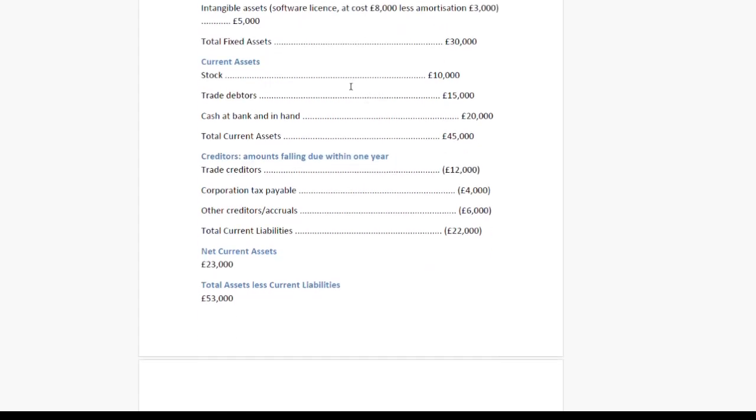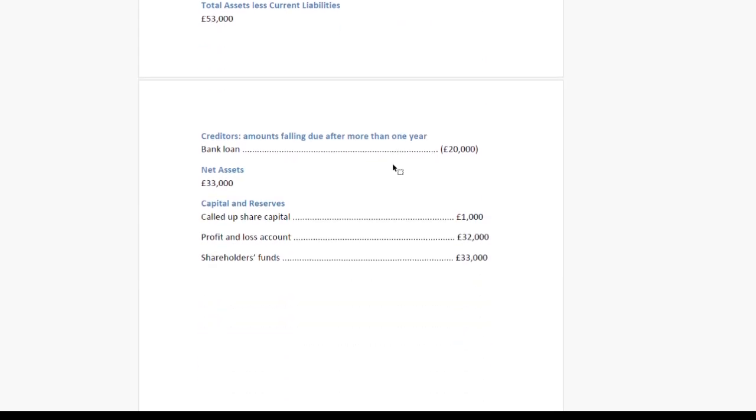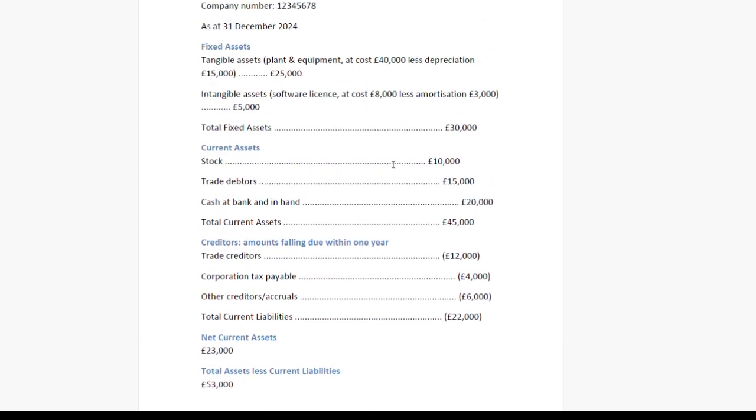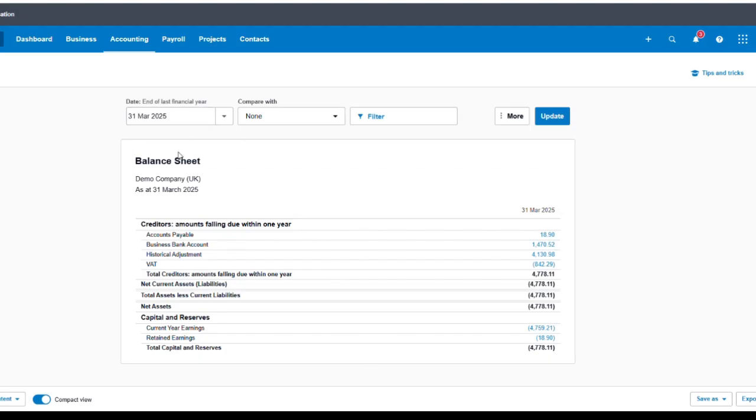So let's start from the beginning. A balance sheet would typically be presented to you as a company director at your year end, after your accountants have done your year end. You can also potentially see a balance sheet on your accounting software as well. So if you're using Xero or QuickBooks, then all of these have a balance sheet function.